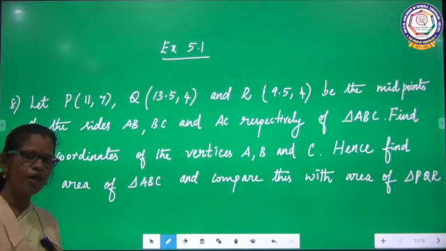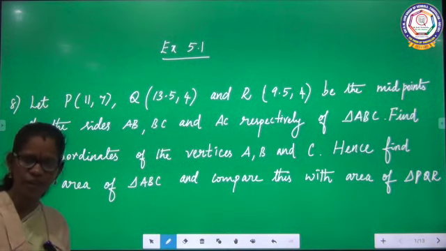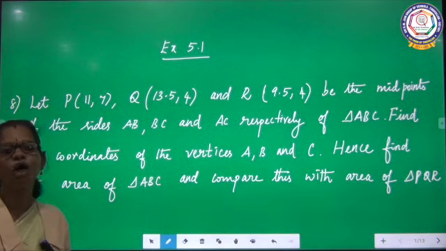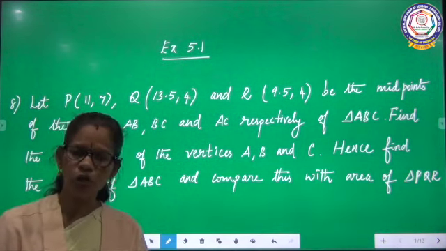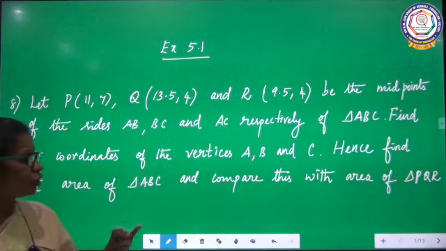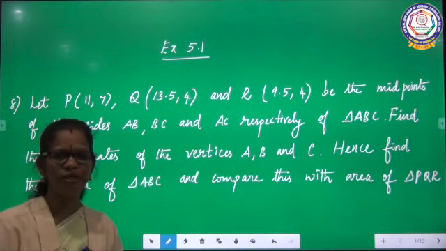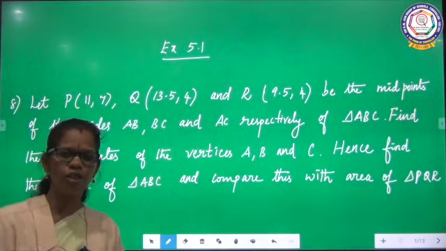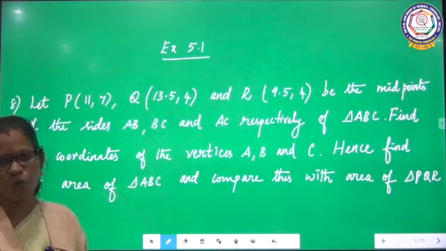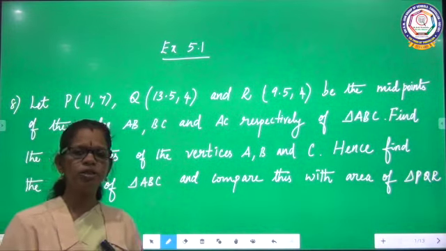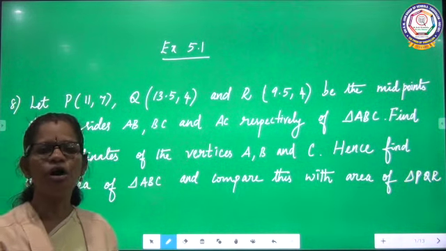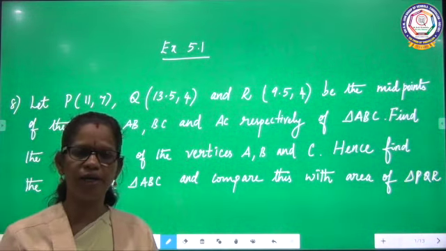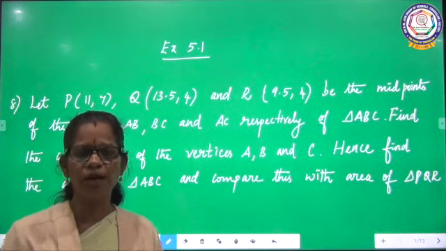The next step, you want to find the area of triangle ABC, the area of triangle PQR, and finally you have to compare. First step, you want to find the coordinates of ABC. What is A, what is B, what is C, using the given coordinates, right? Next, you want to find the area of triangle ABC separately, the area of triangle PQR separately. Finally, you have to compare.